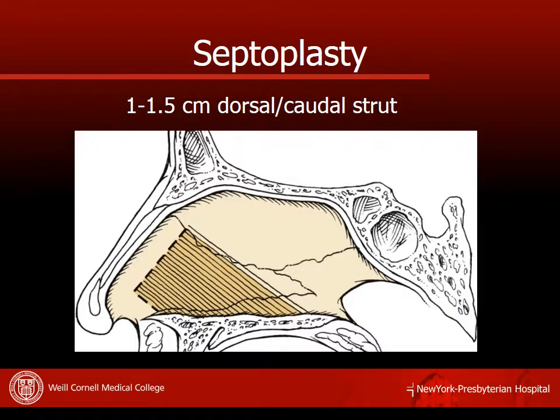One of the keys to performing a successful septoplasty is maintaining a dorsal caudal strut of roughly 1 to 1.5 centimeters. This will prevent issues with nasal tip collapse and saddle nose deformity. And again, the goal is really to remove the deviated portions of the bone and cartilage. The decision to place cartilage back into the pocket is dependent on the patient situation as well as the surgeon preference.